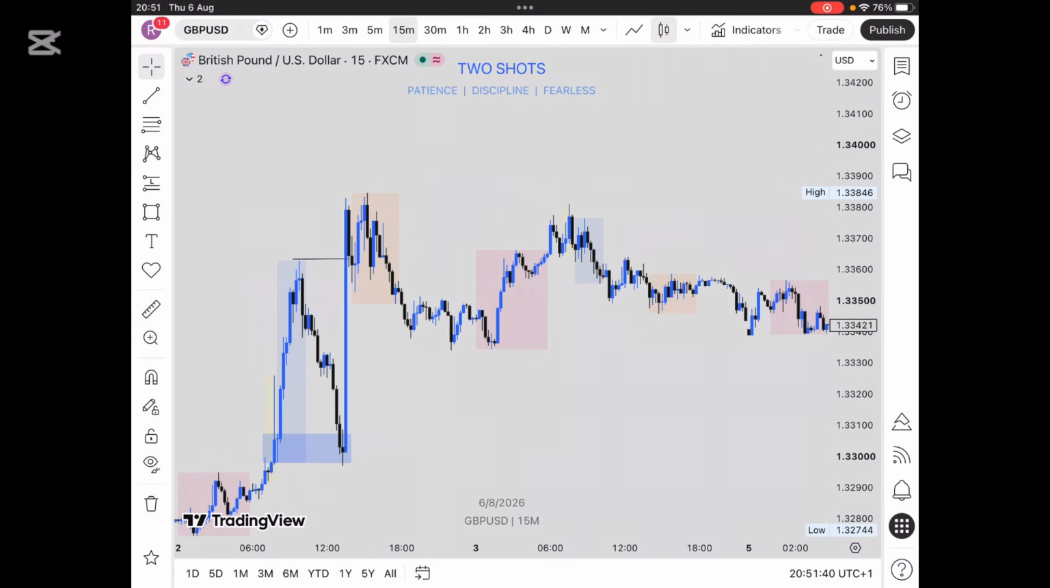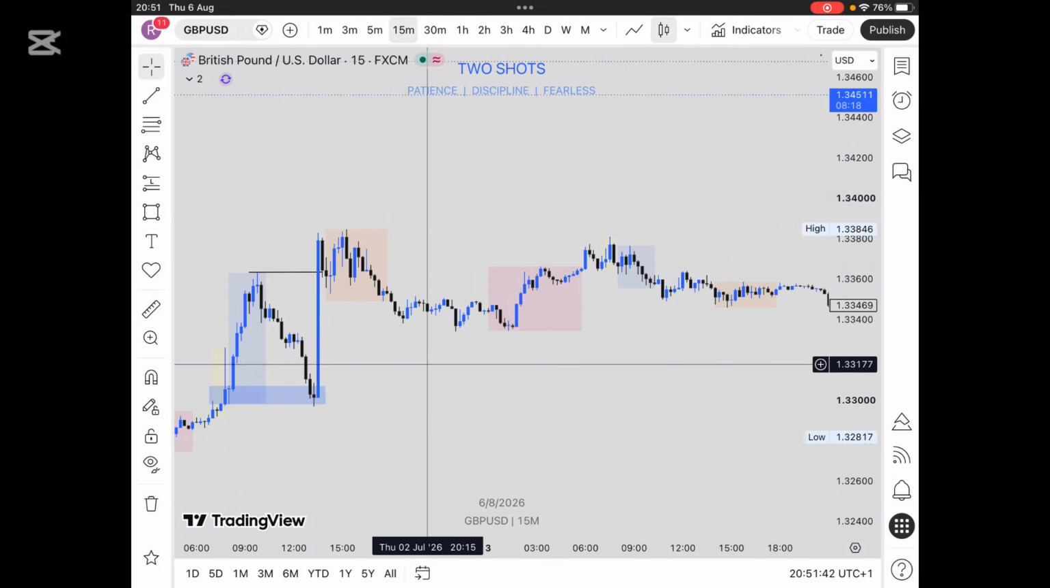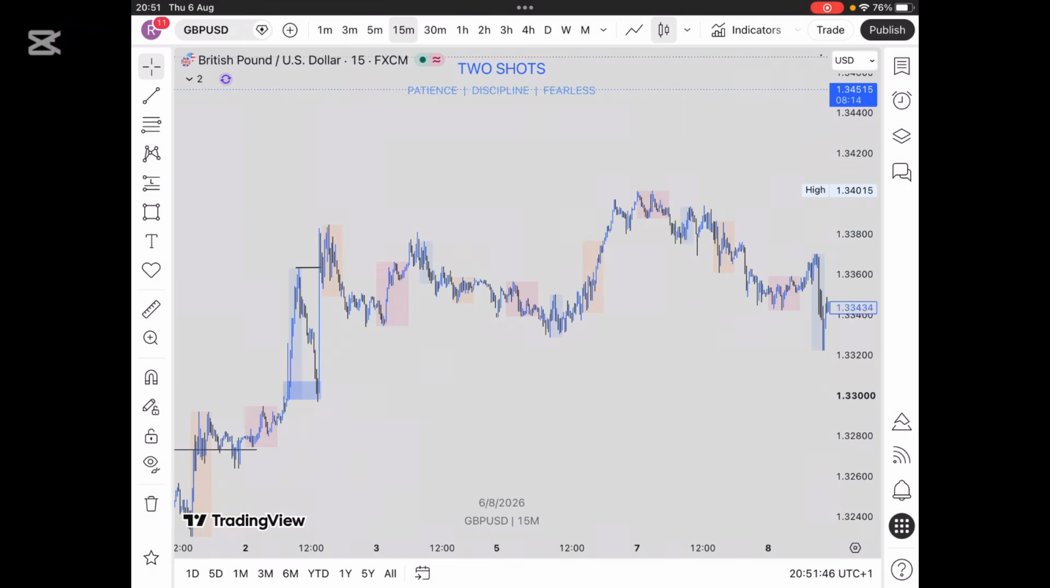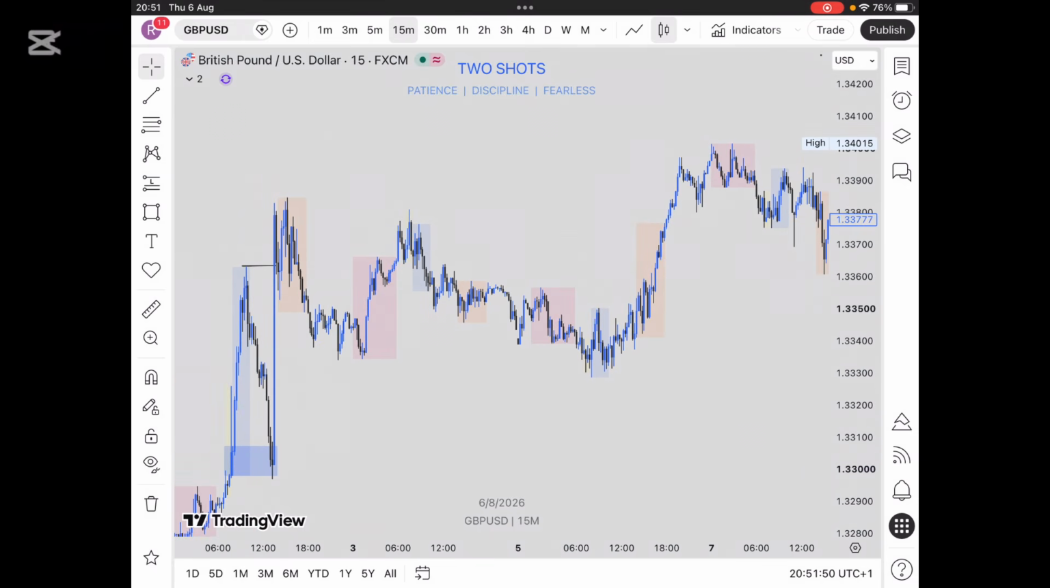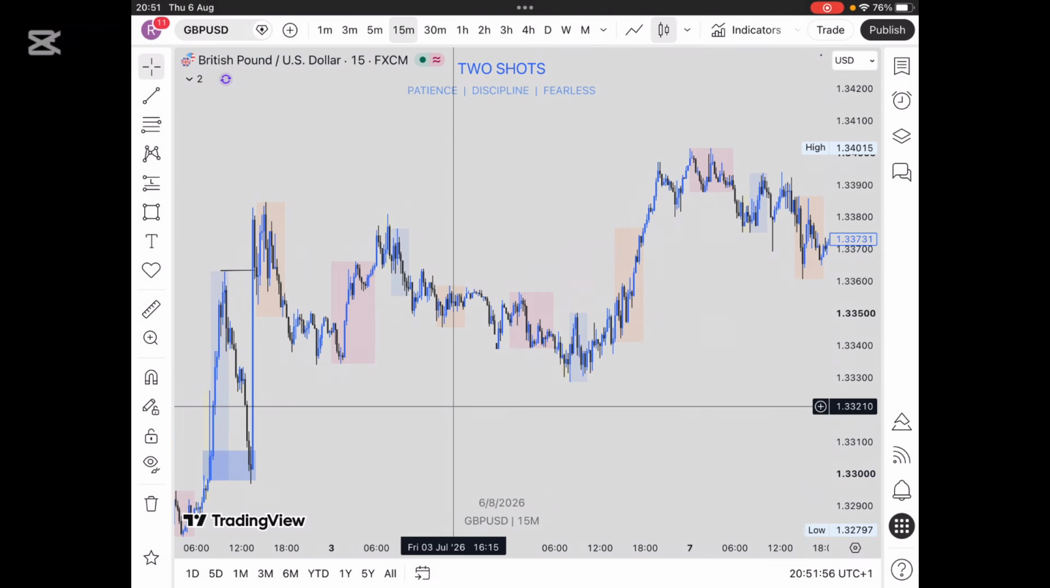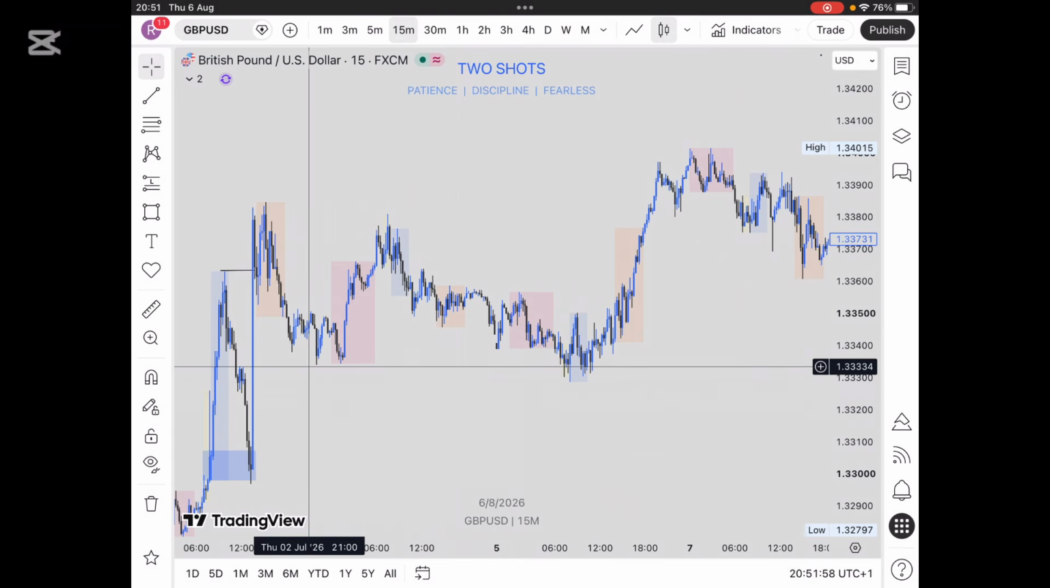So after that, we still didn't get an inducement. So basically there was just no entry. There was no conservative entry on all of this movement, all of this movement that price was making around this period. But price did pull back into discount.